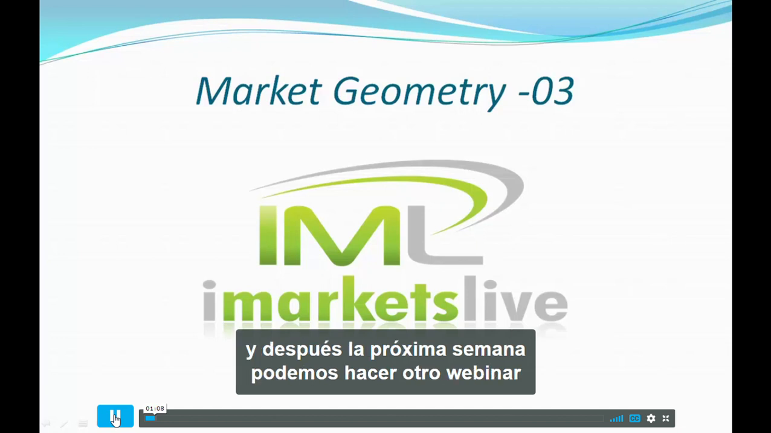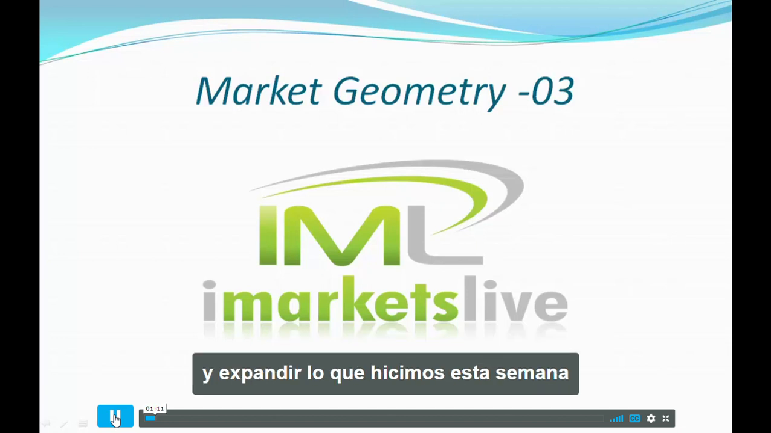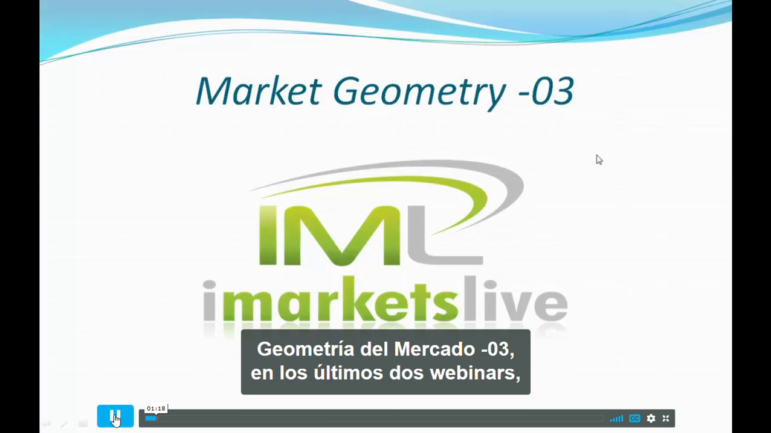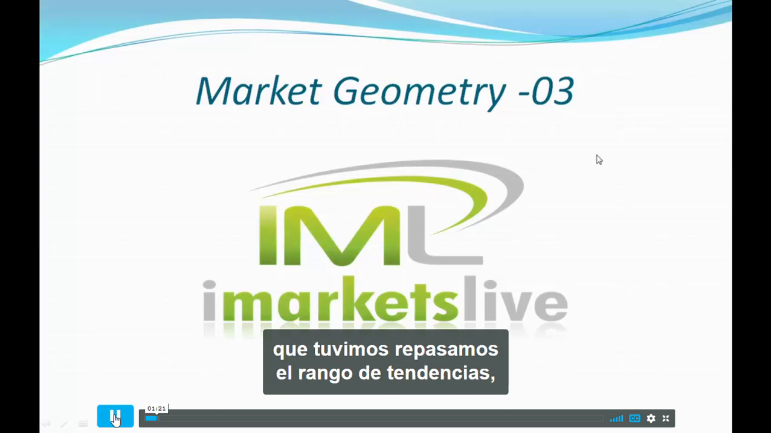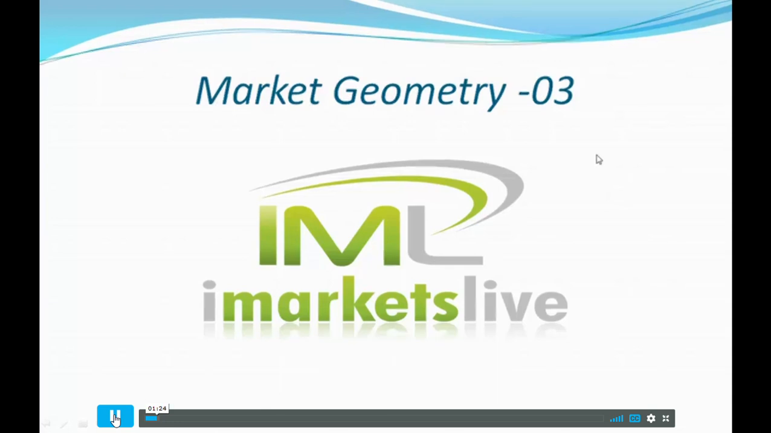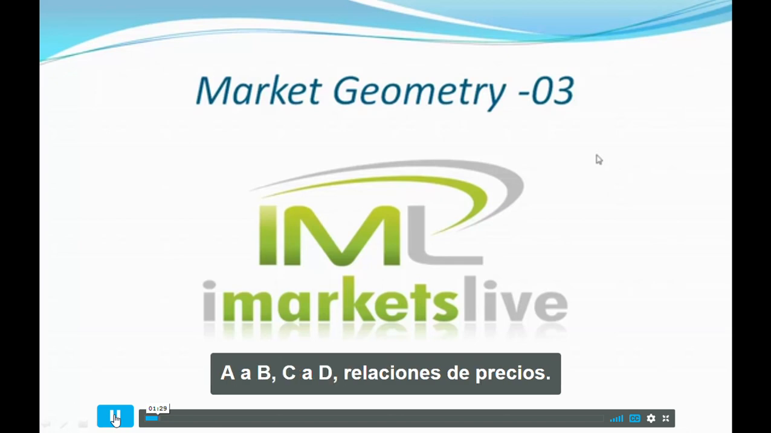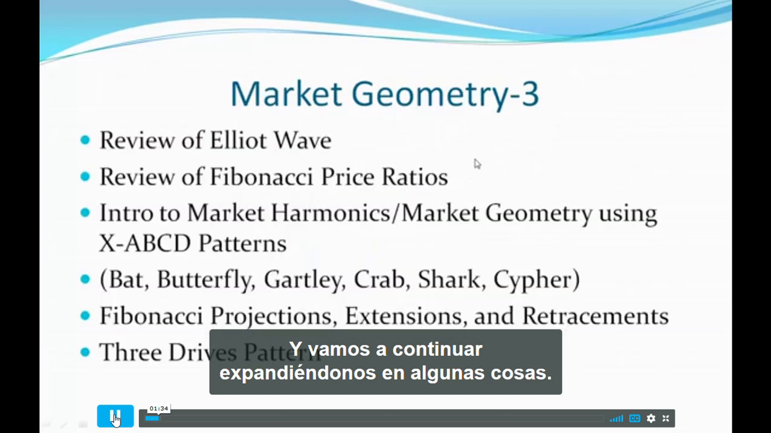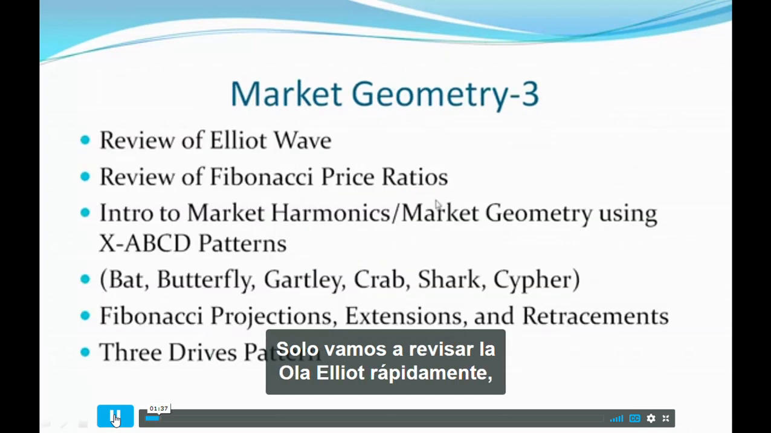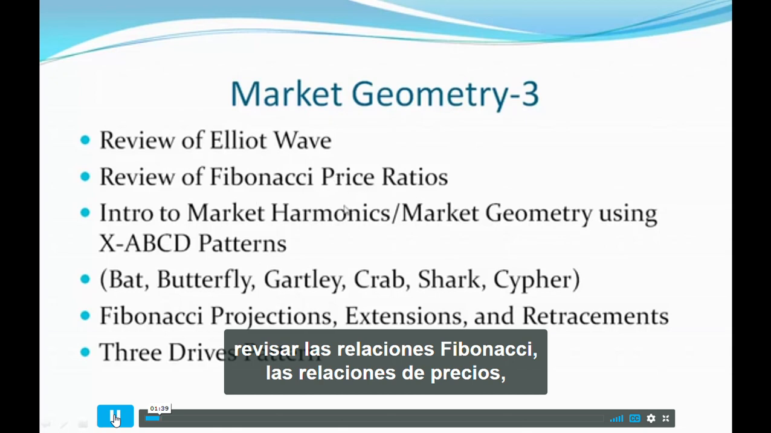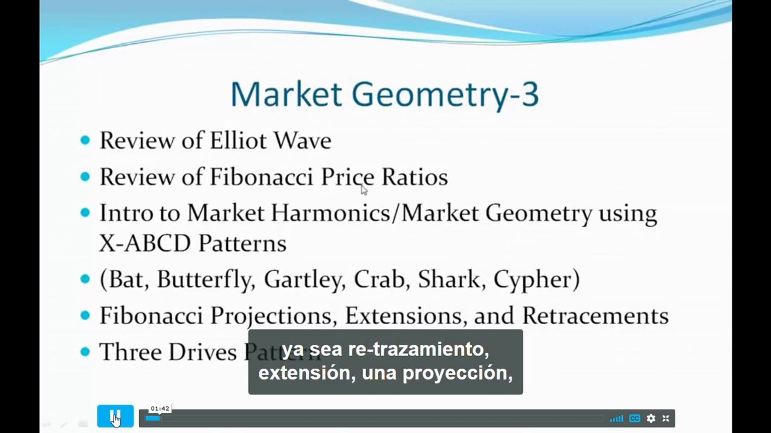And then next week we could do another webinar and expand on what we did this week, looking at actual patterns. So, Market Geometry 3. In the past couple of webinars we went through trend range, Elliott wave, and some relationships: A to B, C to D, price relationships. We're just going to continue to expand on a few things. We're going to review Elliott wave real quick, and review the Fibonacci ratios, price ratios, whether it is a retracement, an extension, or a projection.